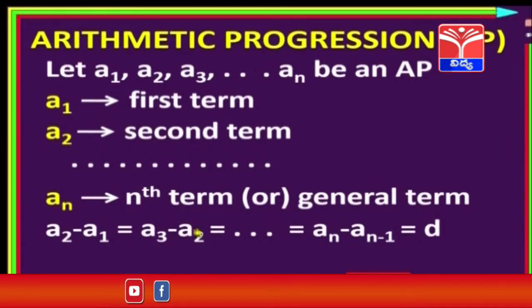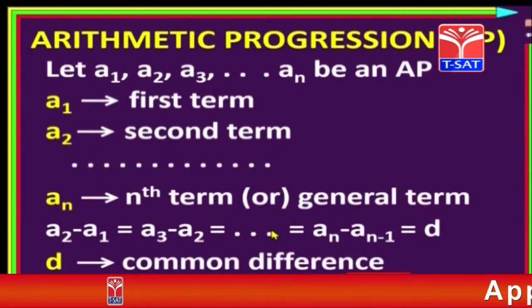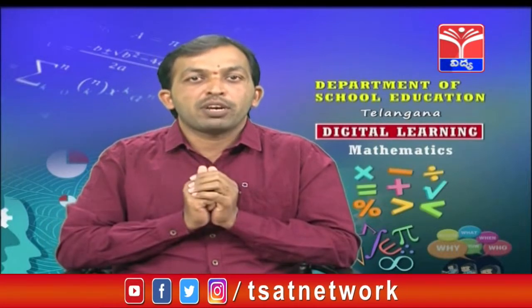So all these differences are the same, and that common difference is denoted by d. This d is called the common difference of the arithmetic progression. Just now we have seen a1, a2, a3, and so on up to an are terms of an arithmetic progression, right? So now we are going to find the nth term of an arithmetic progression.